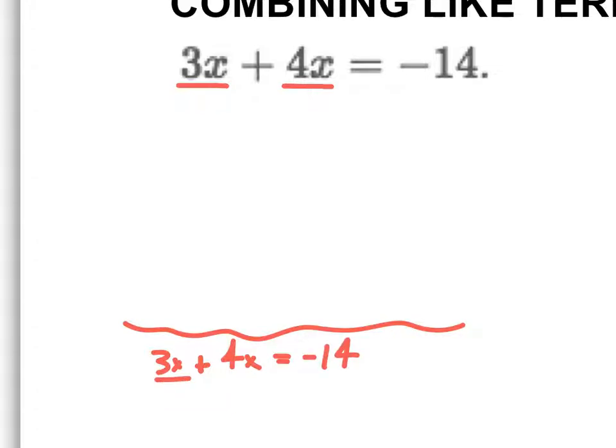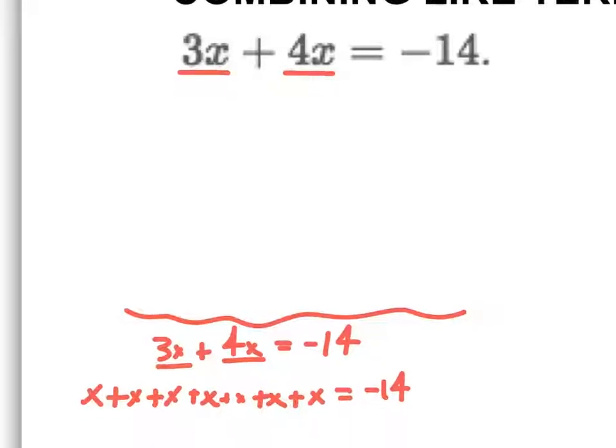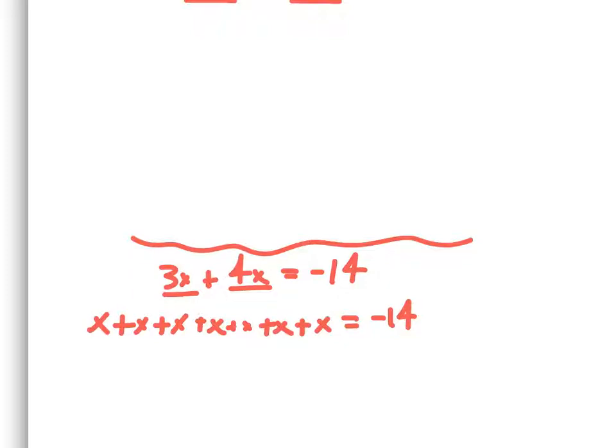When you have 3 times x, what you're doing is adding x 3 times, so you have x plus x plus x. That's 3x. If you have 4x, that means you're adding x 4 times, so plus x plus x plus x plus x, 1, 2, 3, 4, and that's equal to negative 14. How many times total are you adding x? 1, 2, 3, 4, 5, 6, 7. So you're adding x 7 times, and you get 7x equal to negative 14, and we can solve from there.